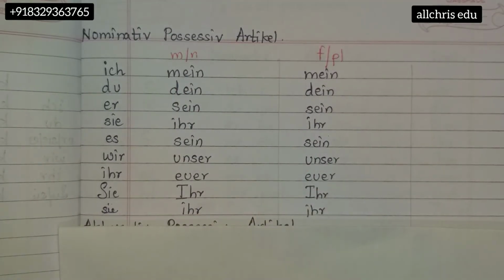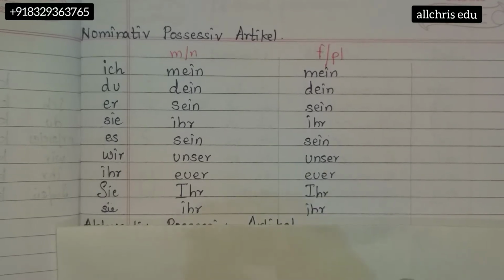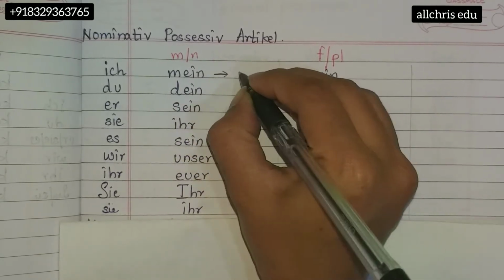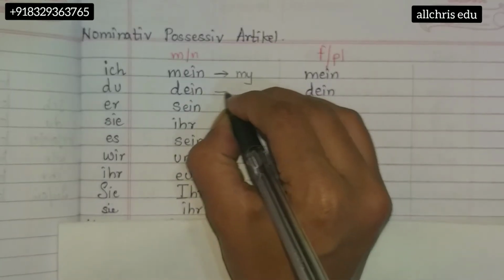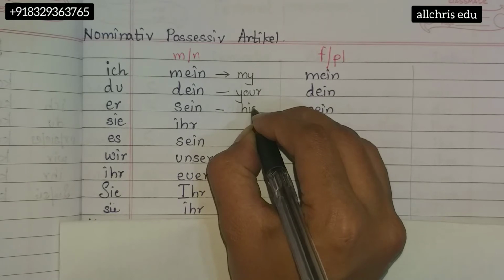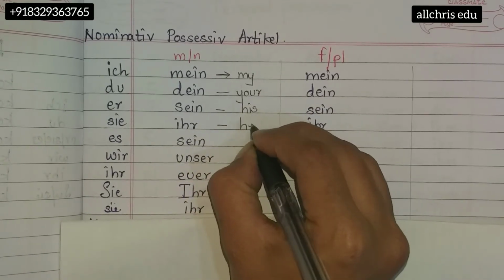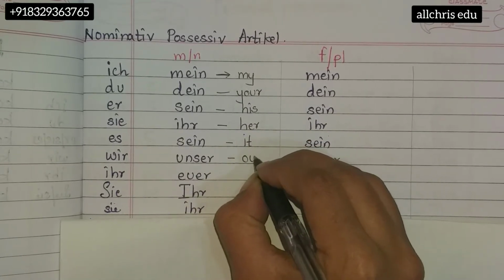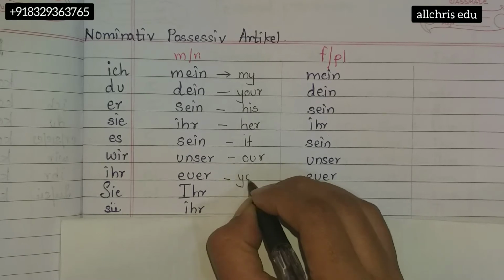So mein means what? You have to write. Normally you are writing the English meanings in black color, so you can take your black pen and write the meanings. Because you're writing for the first time, you can write the meanings and keep them till you memorize it properly. Mein is nothing but my. Dein is nothing but your. Sein is nothing but his. Ihr is nothing but her. And this is its. And this is our. This is yours.